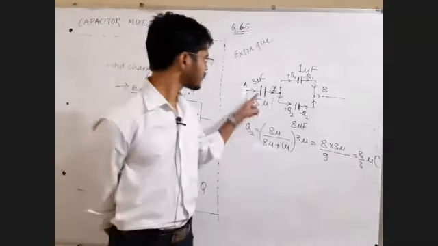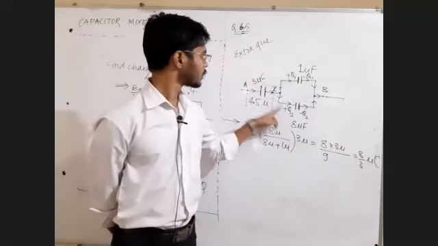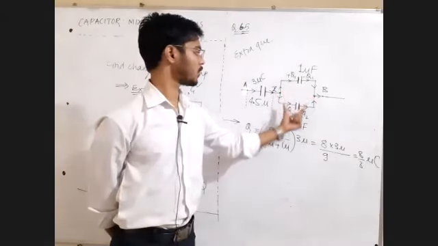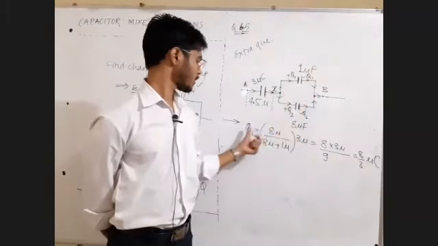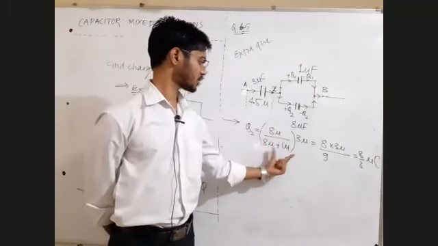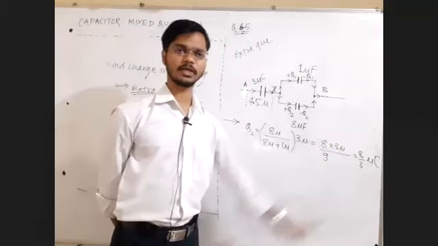So by looking you should be able to tell, 3 micro, potential difference is the same, Q equal to CV, Q proportional to C. Okay, so how much charge will come on the 8 microfarad? 8 micro upon 8 micro plus 1, this fraction of total charge. That's it, you will get the answer.